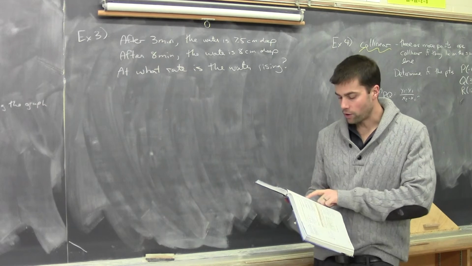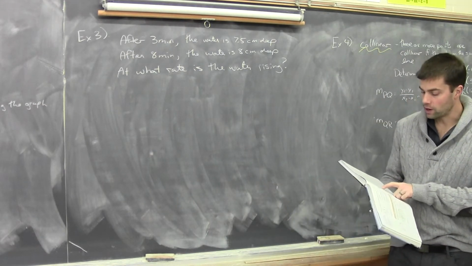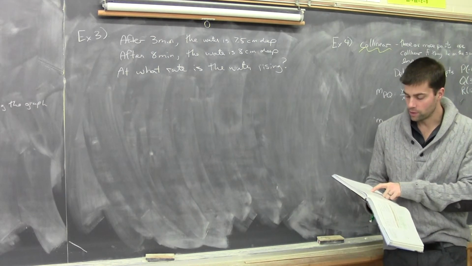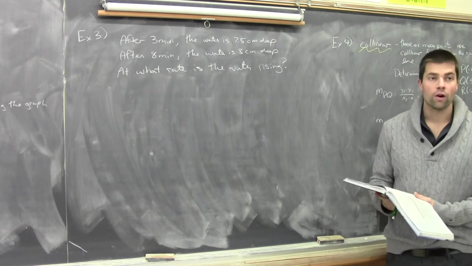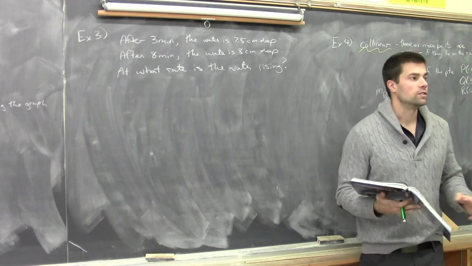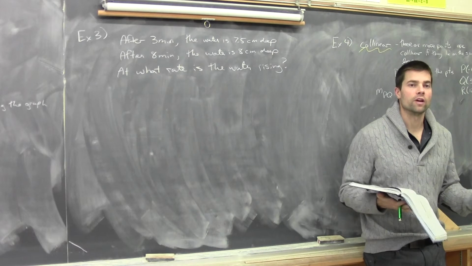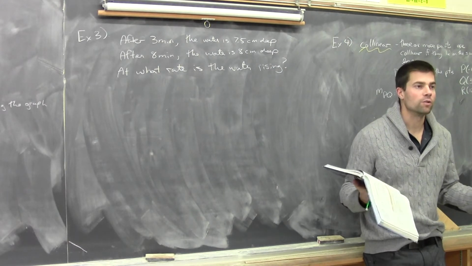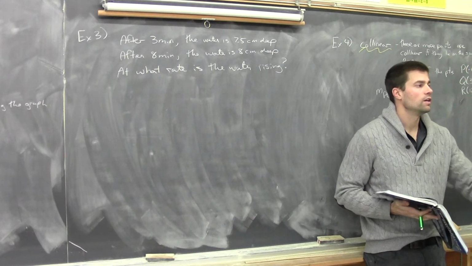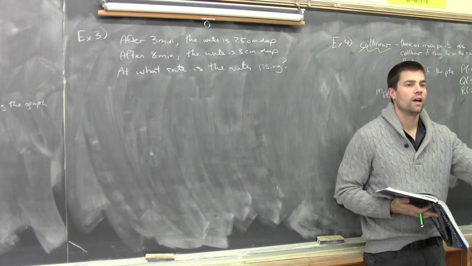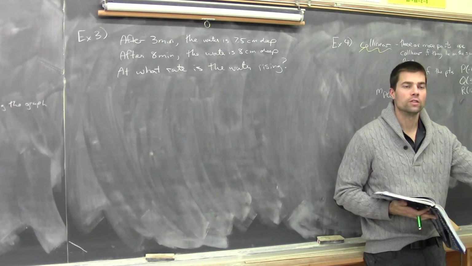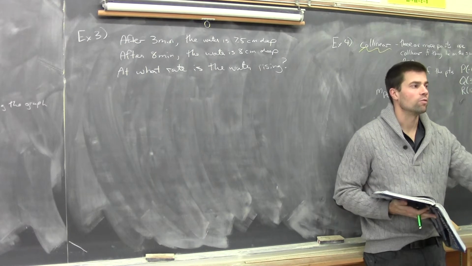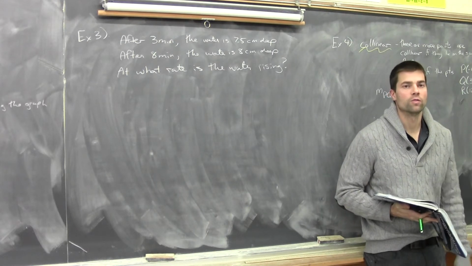After 3 minutes, the water is 7.5 centimeters deep. After 8 minutes, the water is 15 centimeters deep. At what rate is the depth of water increasing? See, this is a real-world experiment that you can do at home. You can measure at 1 minute, then measure again at 2 minutes, and assuming the water pressure in your house stays constant, you can know exactly when your bathtub is going to be full.